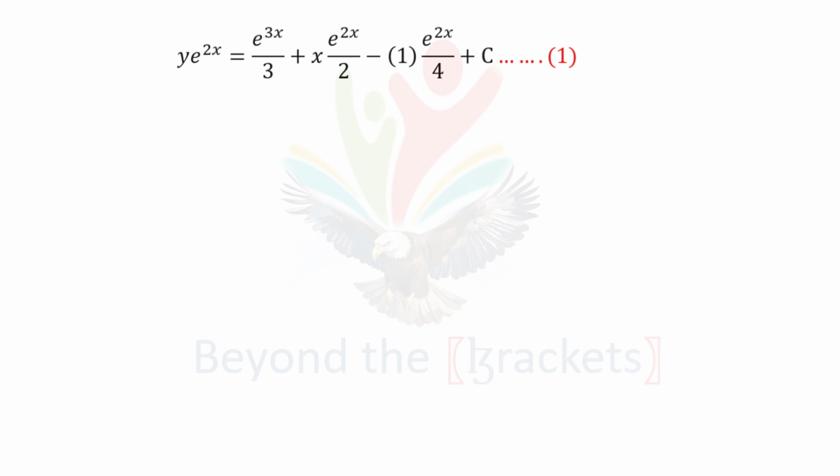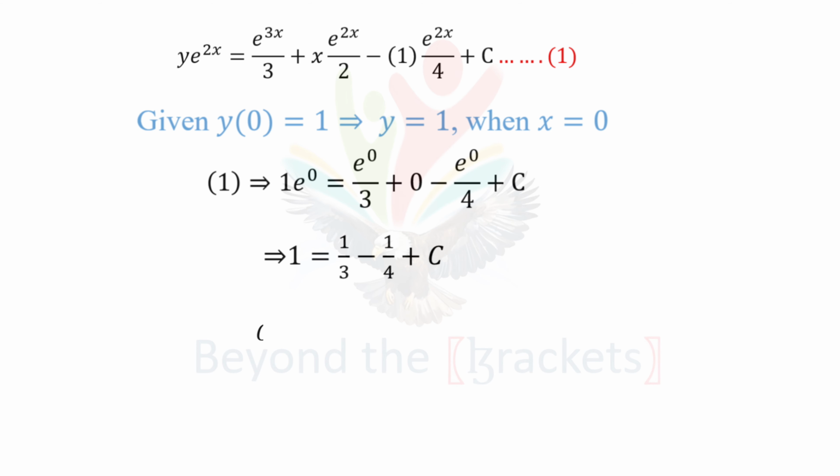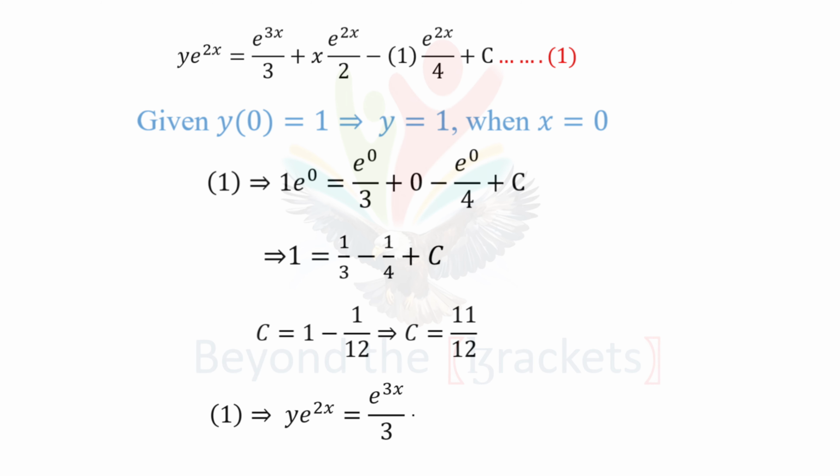In this question, boundary conditions are given like y of 0 is equal to 1, which means y is equal to 1 when x is equal to 0. Substituting these values in the general solution, we get c is equal to 11 by 12. And by putting this value of c back into the general solution, we get the final or complete solution.